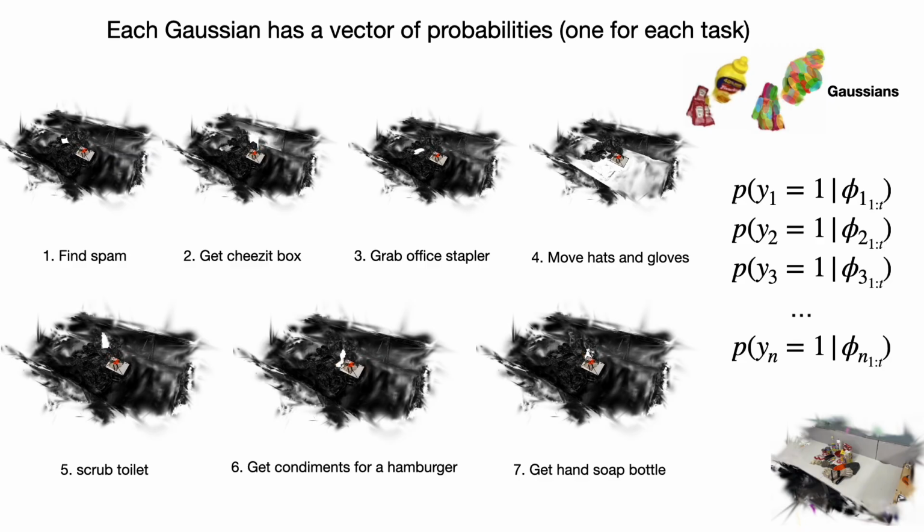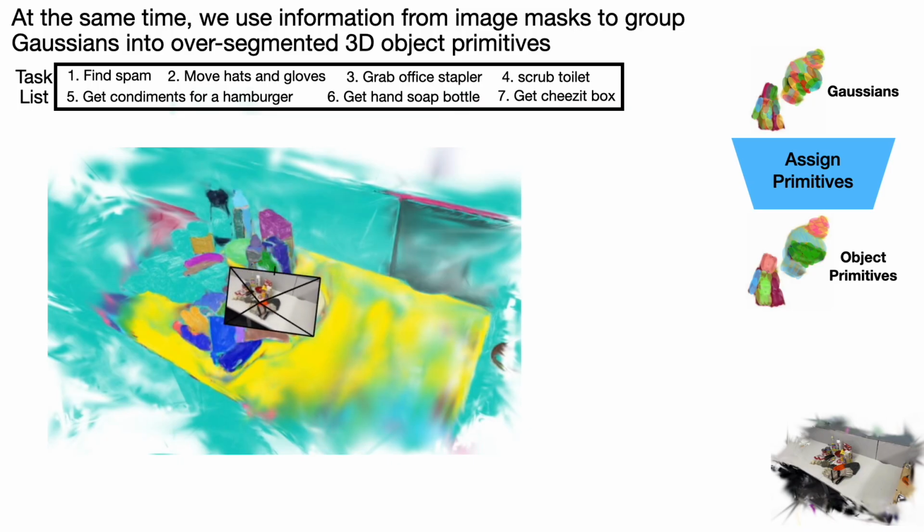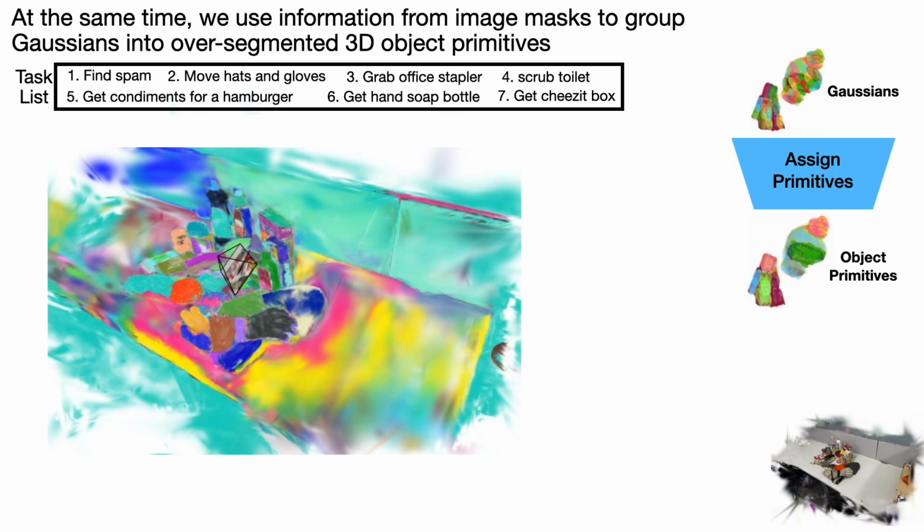Now that we can fuse observations over time, and to address our last problem of how to form objects at the correct granularity, we use information from image masks to group 3D Gaussians into over-segmented 3D object primitives. These primitives are simply groupings of Gaussians. The scene is now over-segmented into these object primitives.